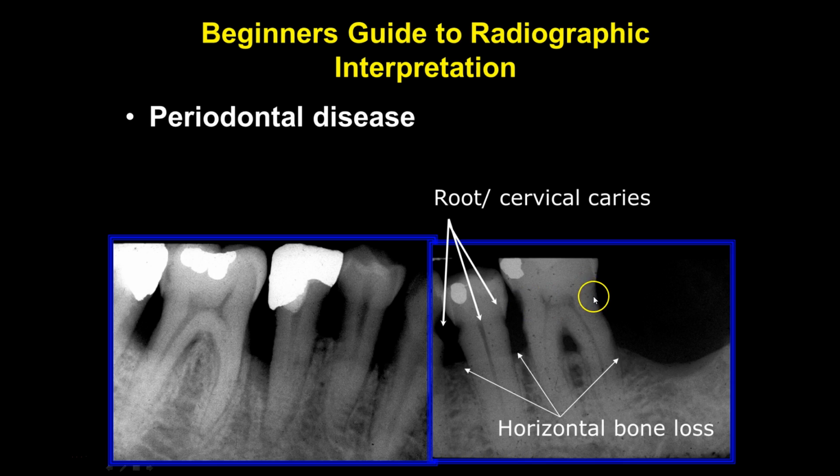Attachment loss is here, from the CEJ to here. Experience is possibly telling me we're looking at 6, 7, 8 millimeters of pocketing, and we don't know until we actually clinically evaluate it with the periodontal probing measurement. We're probably looking at a class 2 or 3 furcation involvement here, but again, until we have clinical verification, we will not know.